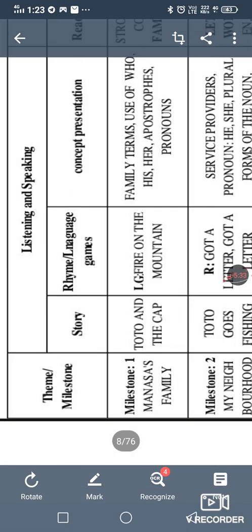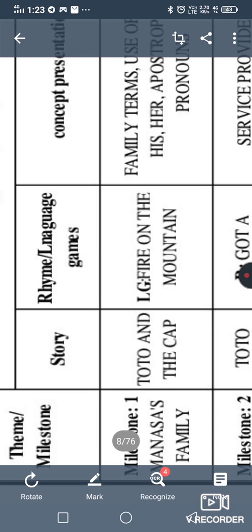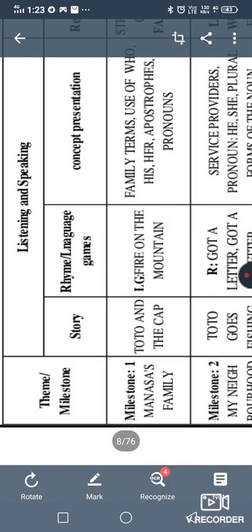Here, out of 15 milestones, in some milestones we have to use rhyme, and for some other milestones we have to focus on language game. So here it is clearly given: milestone 1. Here the focus is on LG, that is language game. So which language game do we have to use? Fire on the Mountain. So here we don't use rhyme, as already mentioned.